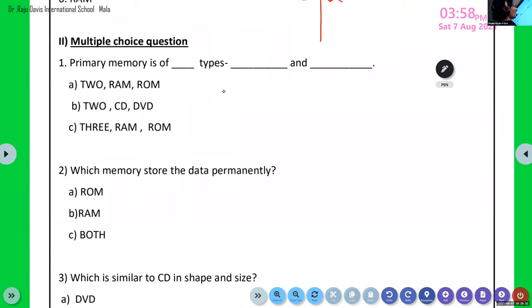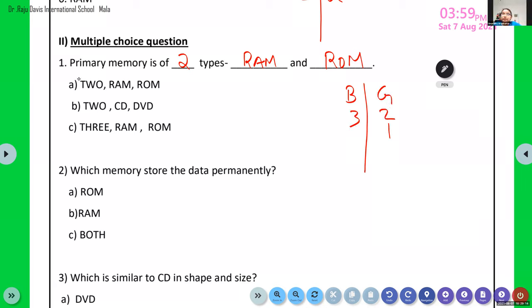Now I would like to call Anandita. Anandita, my dear, unmute. What is the answer for the first question? Primary memory is of dash types, dash and dash. Two types. Which option? A, B, or C? A. Excellent. Very good. There are two types of primary memory, isn't it? RAM and ROM. Very good, my dear. You can mute yourself. Okay, now the score is 3-3.